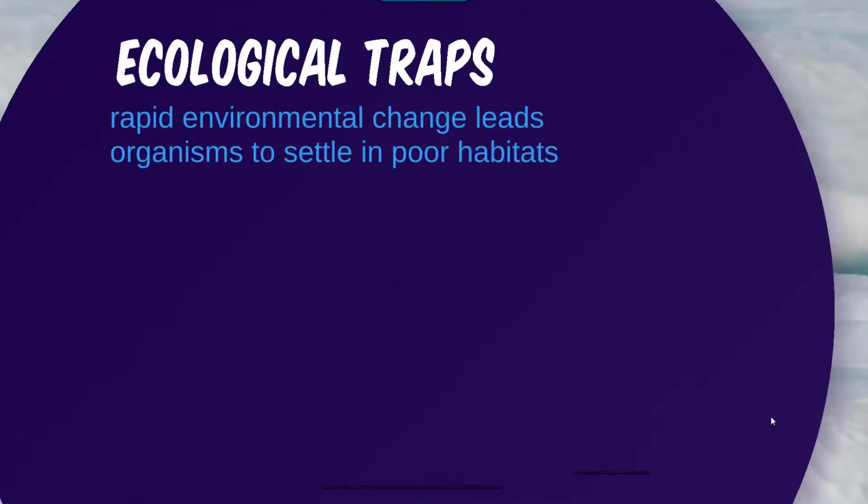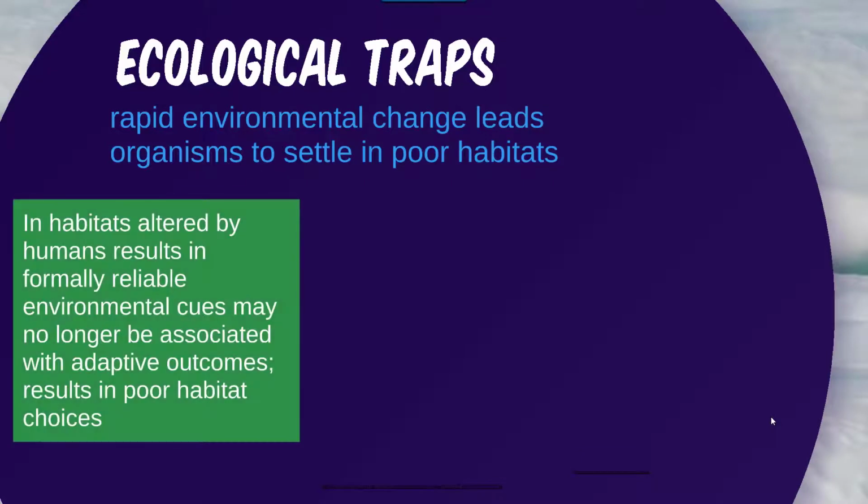Ecological traps are another interesting thing to consider with respect to habitat selection. Essentially, rapid environmental changes can lead organisms to settle in poor habitats. And in habitats that are altered by humans, formerly reliable environmental cues are no longer associated with adaptive or successful outcomes. And essentially this leads to poor habitat selection or choices by an organism or an individual.